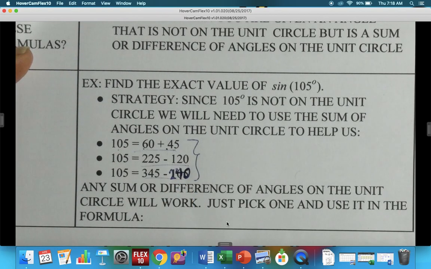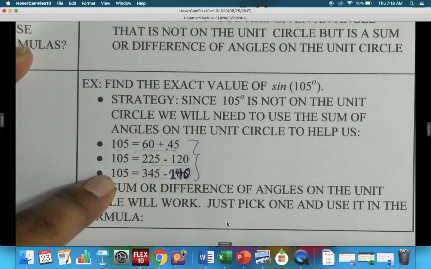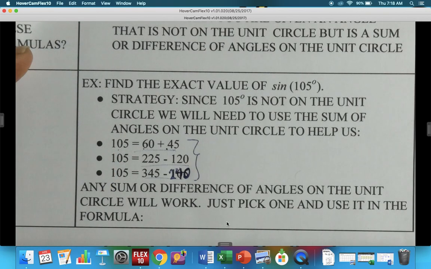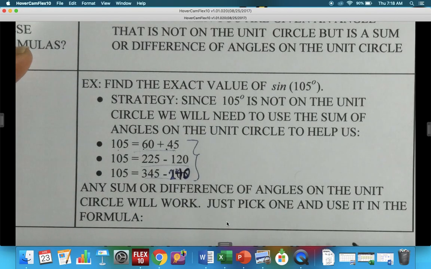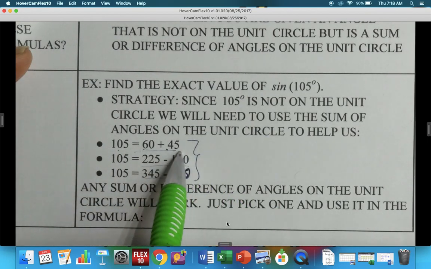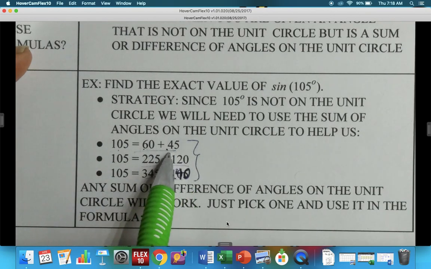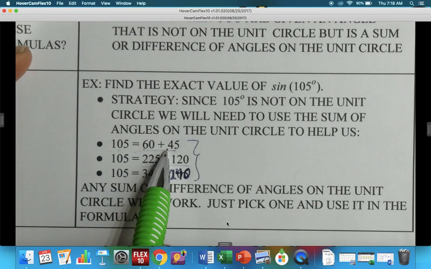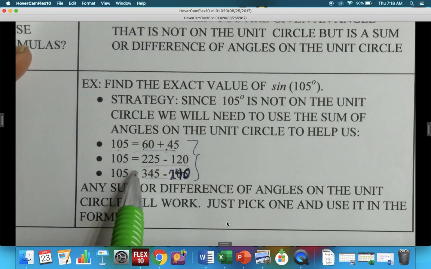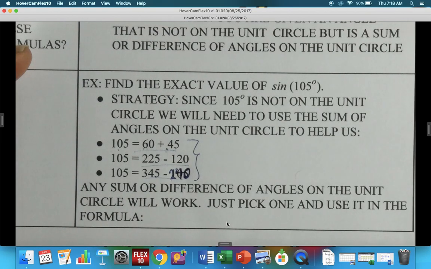So you just pick any sum or difference that is equivalent to the angle that you're given, and then we'll use formulas to help us evaluate the trig functions at the angle that's not on the unit circle. My choice is usually, if it's in the first quadrant, it's just easier to remember. We don't have to refer back to the unit circle as often. So my suggestion is go with the smaller angles, but it really doesn't matter. If I pick any combination that adds up or subtracts to 105, using the formula correctly will give me the same answer every time. It doesn't matter what combination of numbers I'm using.